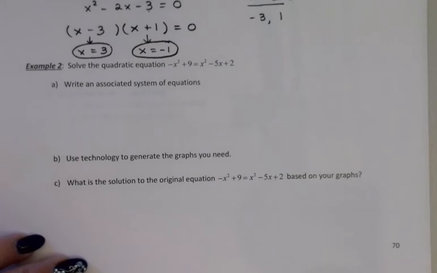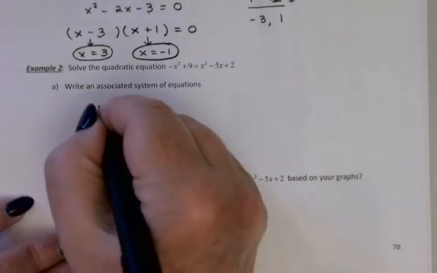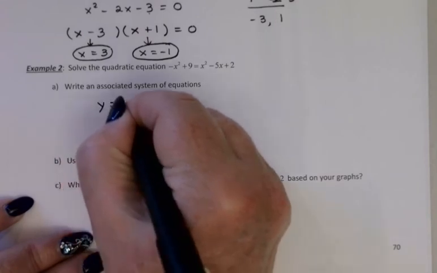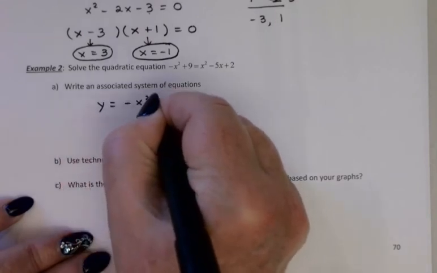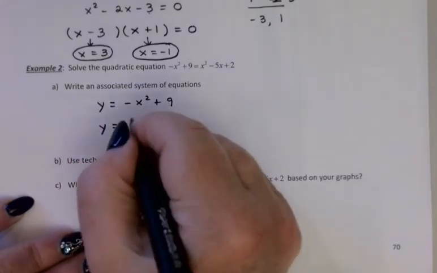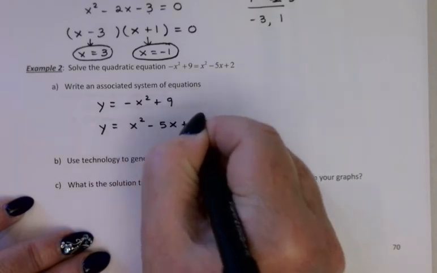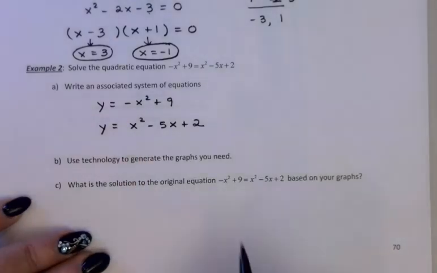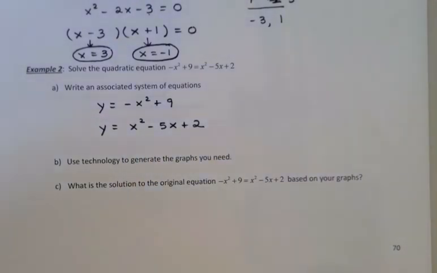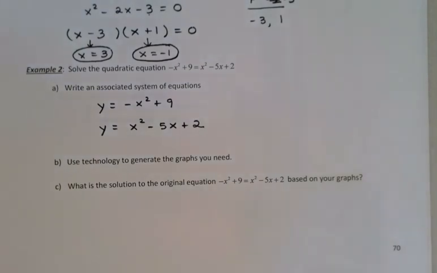We'll begin by breaking this down into a system of two equations. First, I'll let y be the left-hand side, -x squared plus 9. And then I'll let y be the right-hand side, x squared minus 5x plus 2. We'll generate the graphs of those two equations using Desmos, and then the intersection point will help me to solve the original equation. So let me switch over to Desmos here.